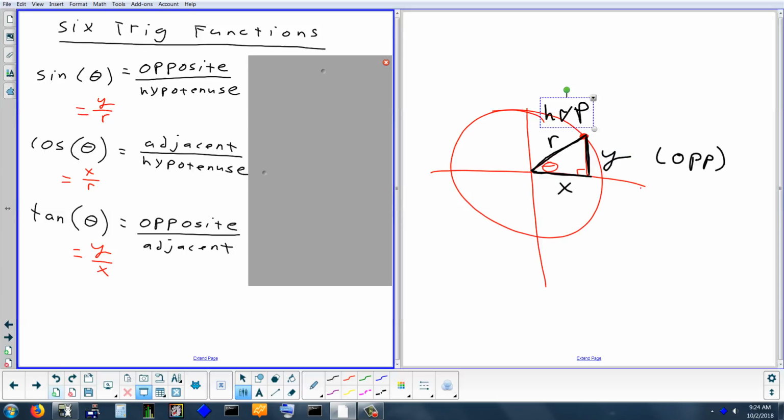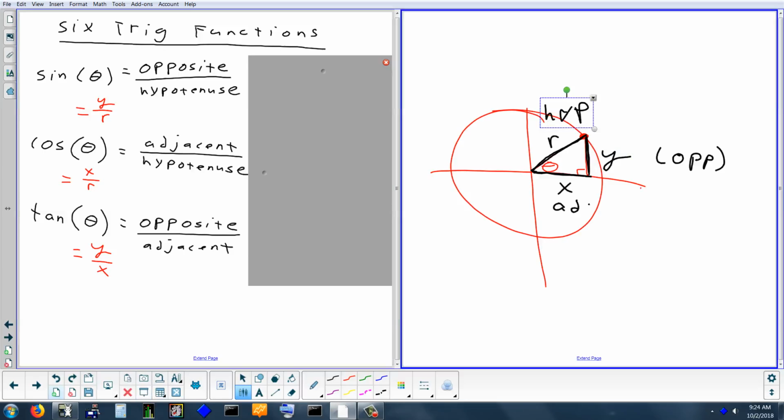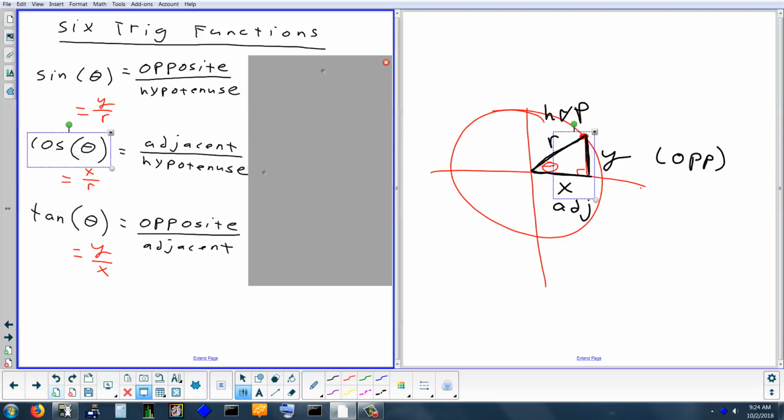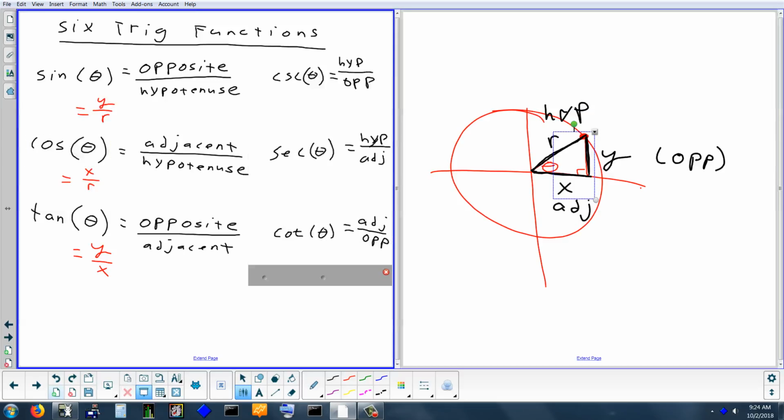Tangent was y over x. Well, y is opposite, x is adjacent. Opposite over adjacent is tangent. We're just not going to call it y and x anymore. We're going to call it opposite and adjacent. So it's really the same thing. And now once we had the 3 on the left, what did we do to get the 3 on the right? Yep, flip them. It's exactly the same thing.